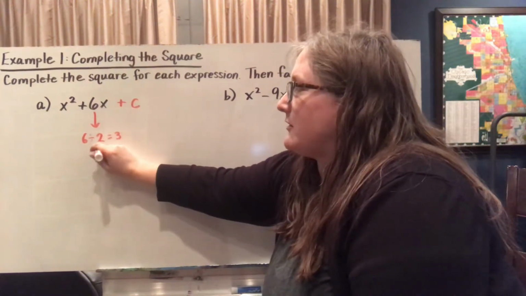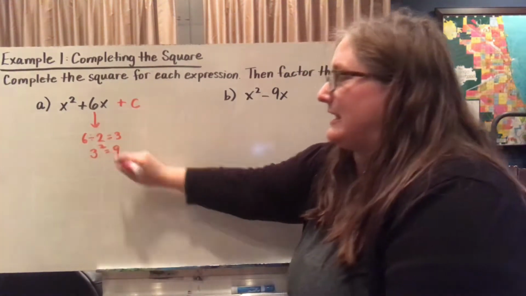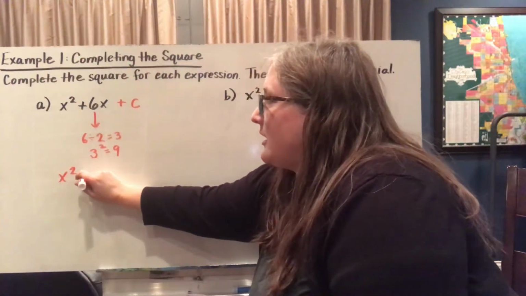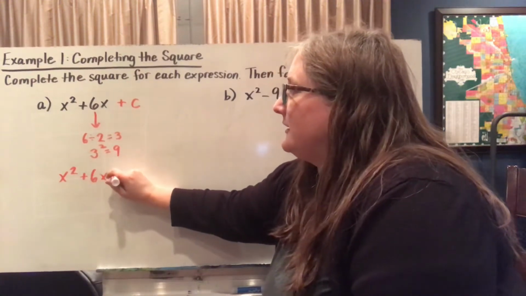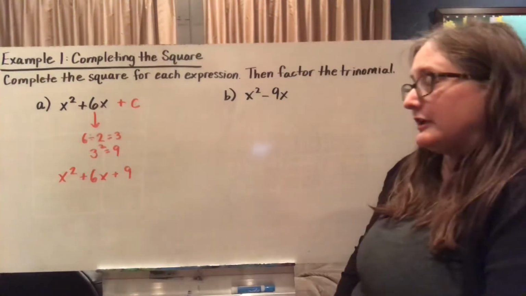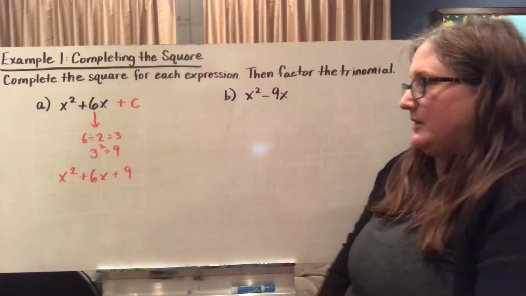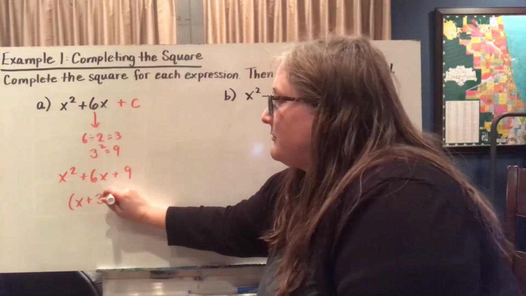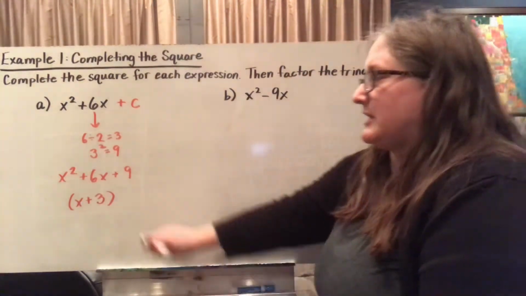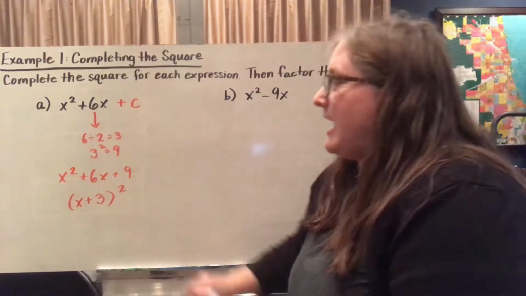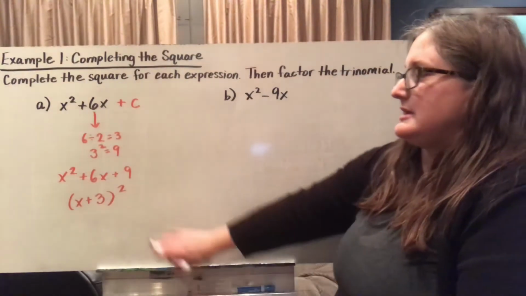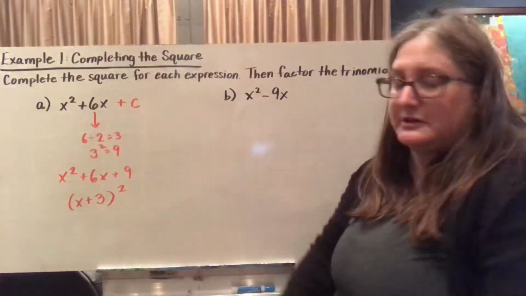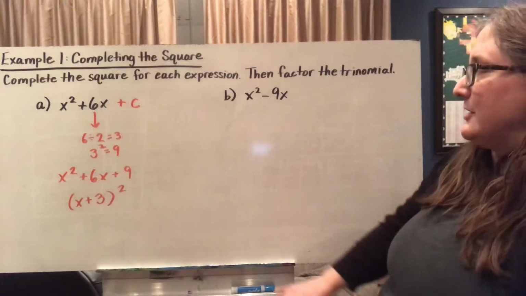And then we want to square that number, and we're going to get 9. So we're going to make our expression x squared plus 6x plus 9. Now this is a perfect square binomial. So I know that 3 times 3 gives me 9, and 3 plus 3 gives me 6. So x plus 3 squared equals x squared plus 6x plus 9. And here is my perfect square binomial.